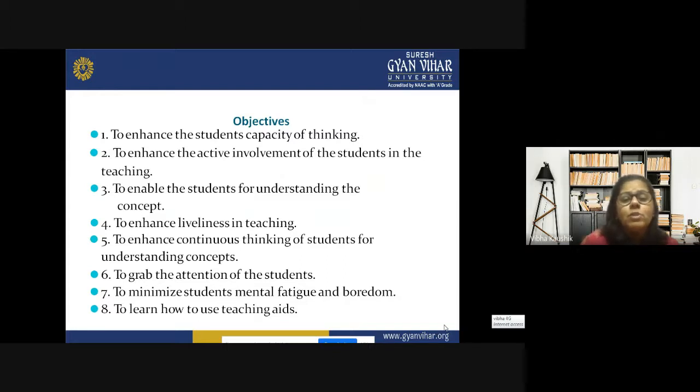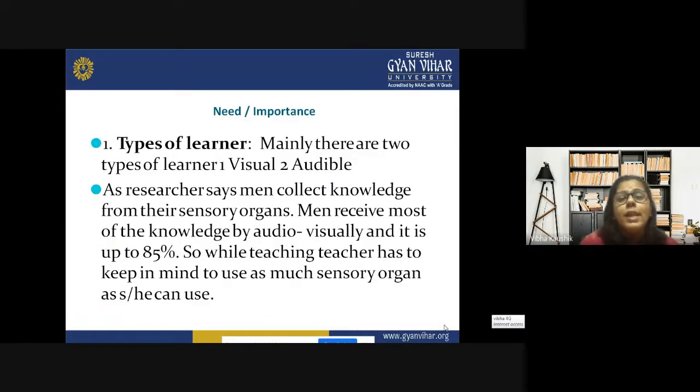To minimize students' mental fatigue and boredom, it minimizes students' mental fatigue, and they are actively involved in the teaching learning process, and they will not think that they will be bored in that. To learn how to use teaching aids, they will be able to learn the concept of how to use the teaching aids.